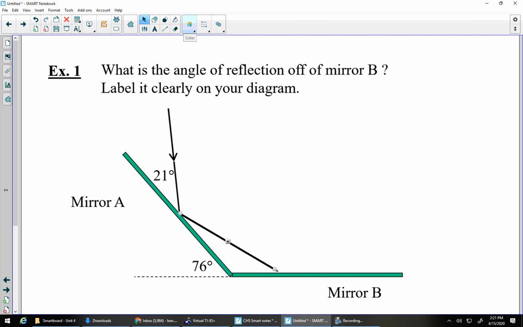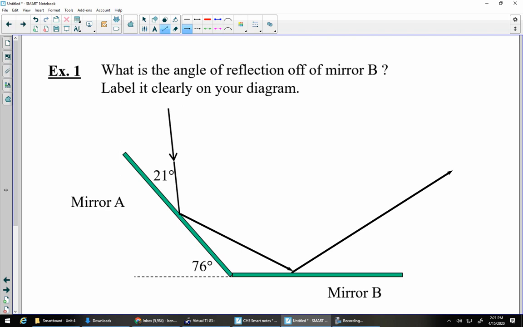There, that might be a little bit nicer right there, actually. Okay, and then it hits mirror B, and then where was I there? Hits mirror B and reflects off of mirror B, something like this. And we're looking for our angle of reflection. So get back to my felt pen here. Angle of reflection off of mirror B. So I've got to figure that one out.